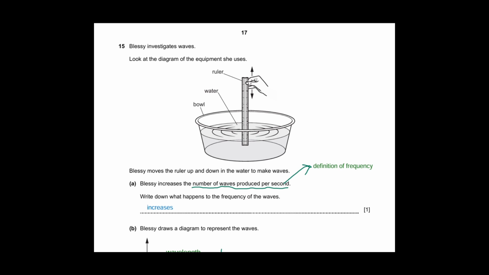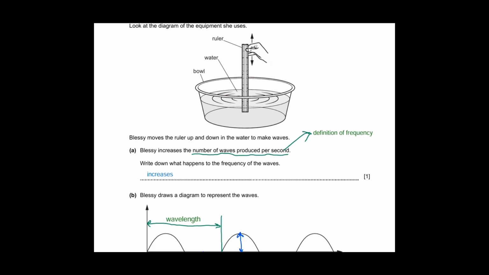Water wave and the light wave you used to know are still similar. So the method, the bringing of water wave, does not at all change what light wave is all about. Here, the question is about what happens to the frequency of the waves. When they say that blessing makes the number of waves produced per second increase, that is exactly the definition of frequency. So that means frequency is increasing.